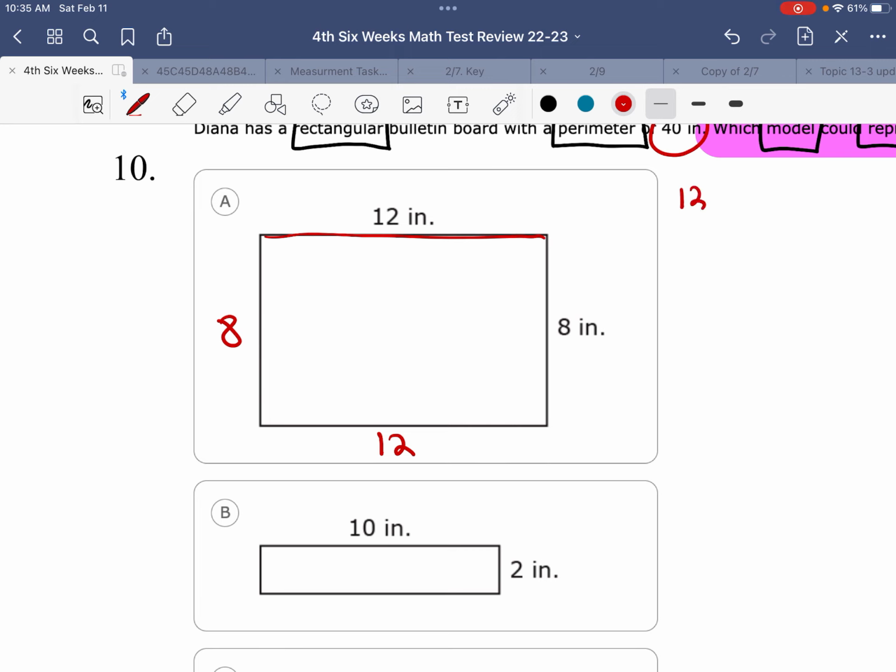Now I'm just going to add all the sides. So 12 plus 12 plus 8 plus 8. When I add this, I get 16, 17, 18, 19, 20. Carry my 2, drop my 0, 2, 3, 4. Okay, I get 40 inches. So this could be my answer. I'll put a question mark.